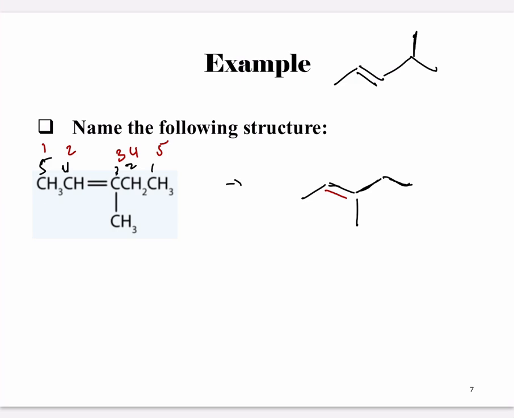So we've just moved an alkyl group and a hydrogen, and that generates a structural isomer. We have the same chemical formula, but a different connectivity for these atoms.